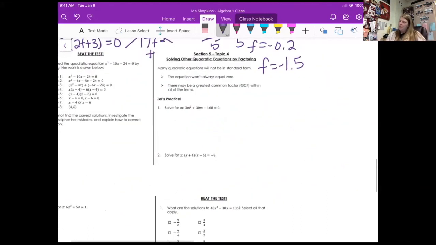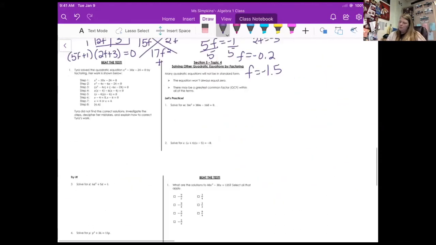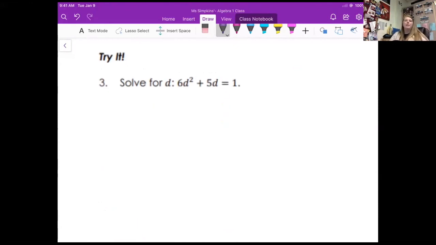Okay, so I'm going to jump down quite a lot. This will be the last problem we look at for today. But like I said, we're going to practice this on Friday and when I see you guys again on Tuesday. So find number 3 under the try it, which is in the next section.